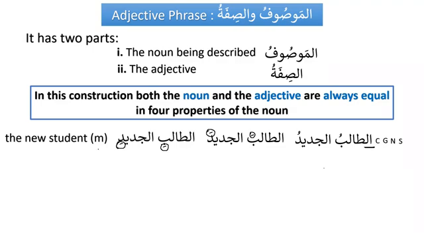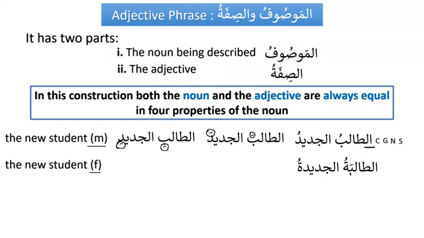Now this is masculine, of course, and now we talk about the feminine. In feminine, we see that at-talibu will change into at-talibatu. As we know, for the feminine, we have to use the marbuta. So if the mawsuf or the noun is feminine, then the adjective has to be feminine as well. That's why we say at-talibatu al-jadidatu, the new student, and it refers to the feminine, as we can see here.